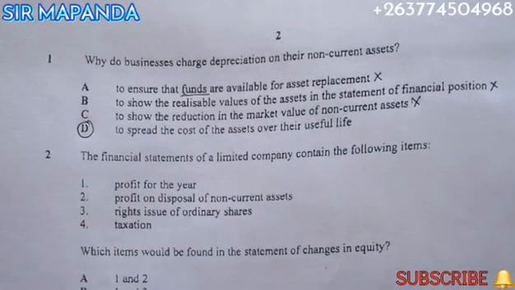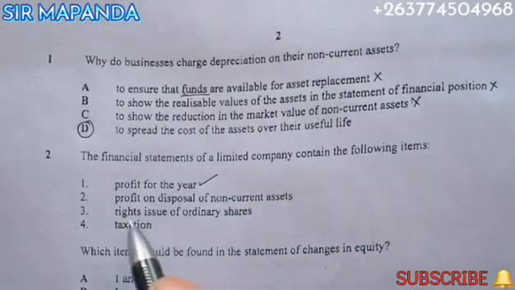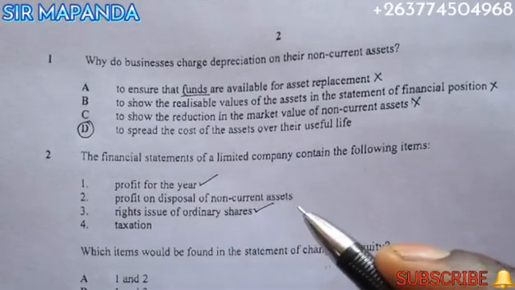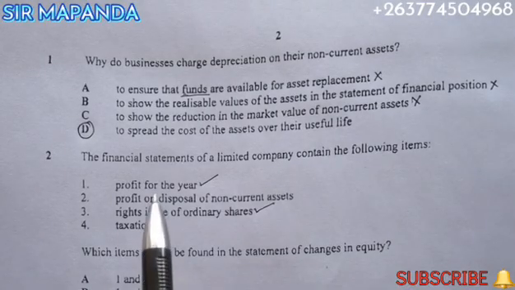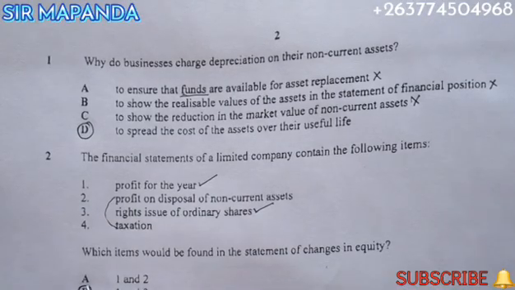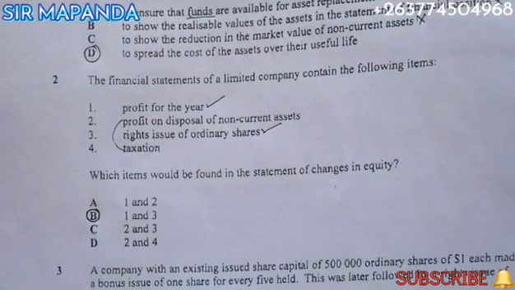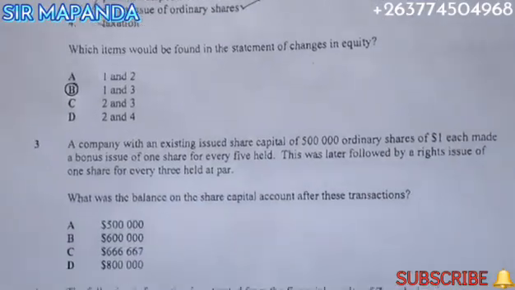So in the statement of changes in equity, you find profit for the year. You also find rights issue of ordinary shares. Right. So taxation and the profit on disposal are all adjusted in the profit for the year. So we are left out with only 1 and 3. So the correct answer is 1 and 3, which is B. Then we move on to question number 3.